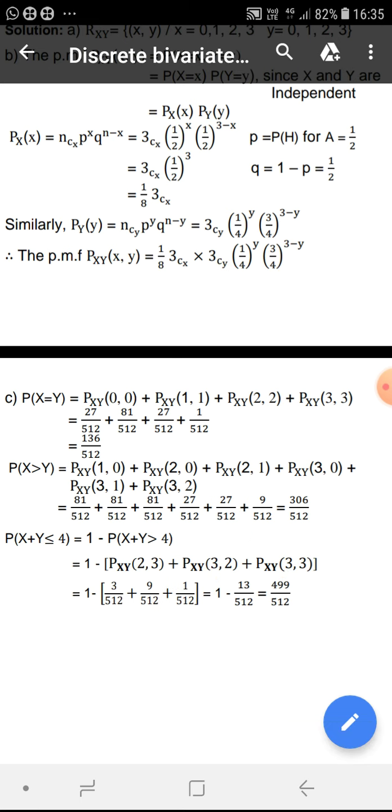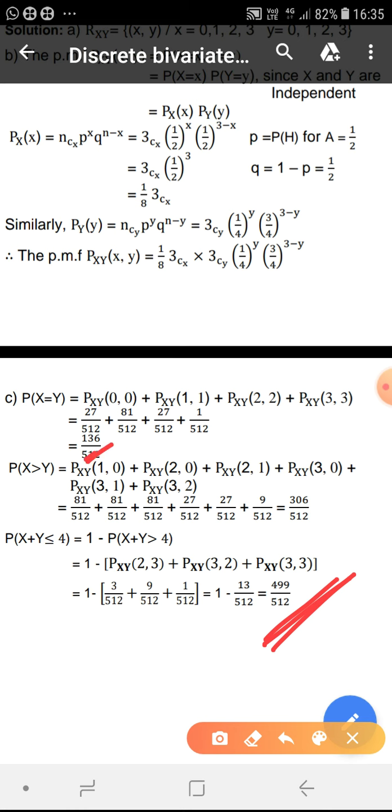One thing you need to remember is all these probabilities must be less than or equal to 1. So in the calculation, nowhere you should get probability values greater than 1.